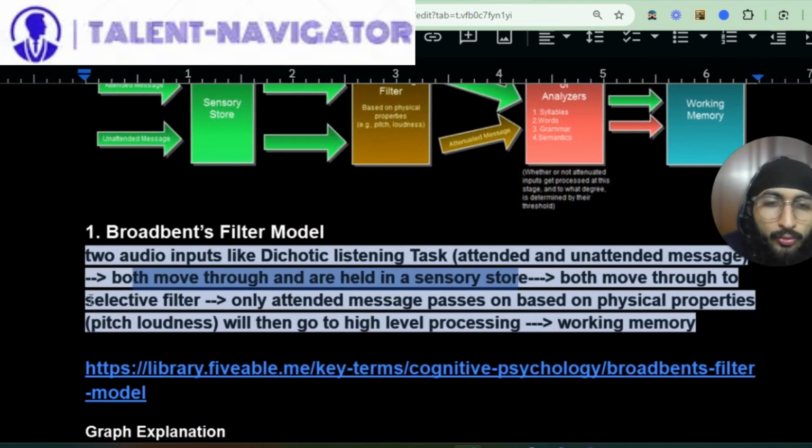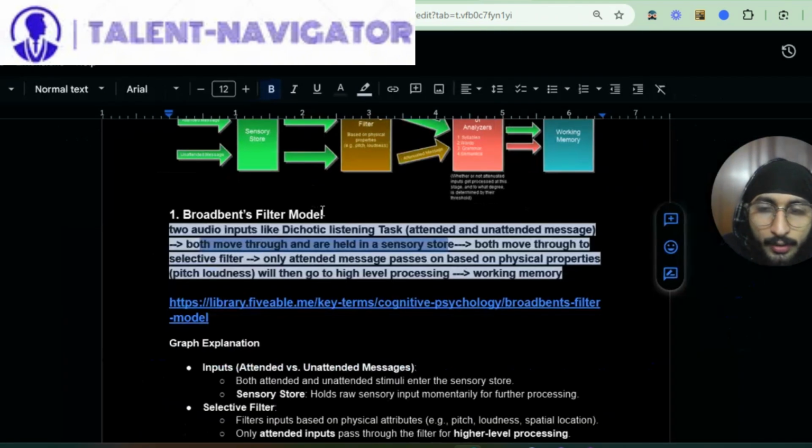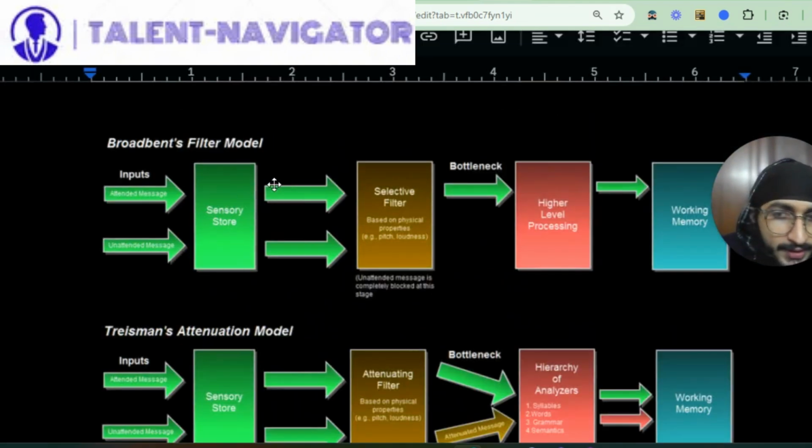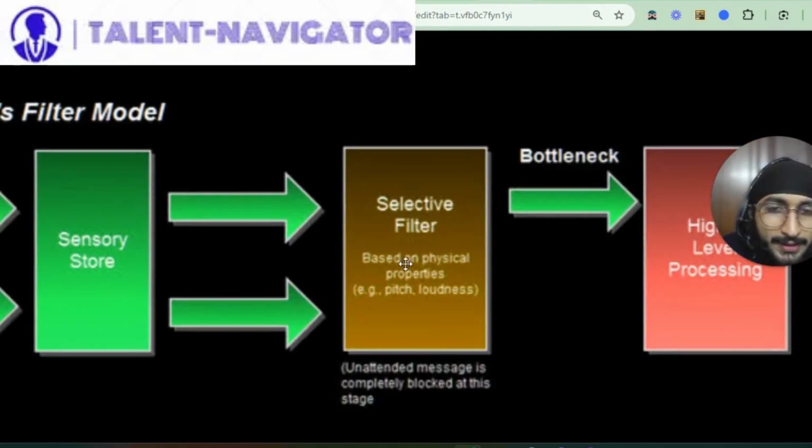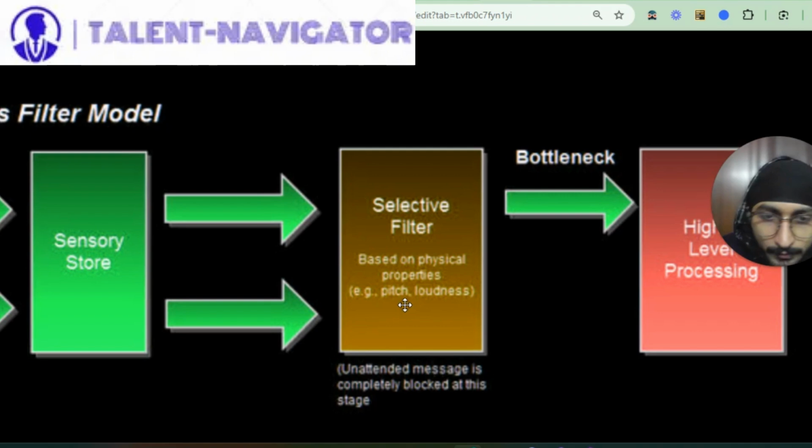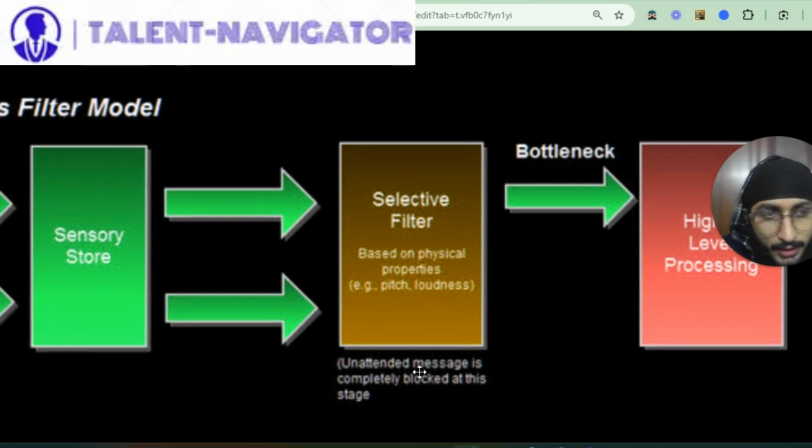Now both move through to the selective filter. As you can see here, both from the sensory store move to the selective filter. The selective filter works based on physical properties, so it filters based on the physical properties of the messages, like for example the pitch, the loudness, the amplitude and so on. Now the unattended message is completely blocked at this stage.